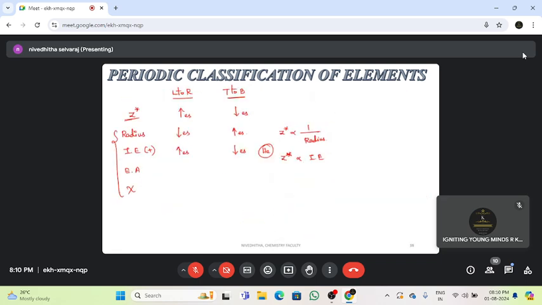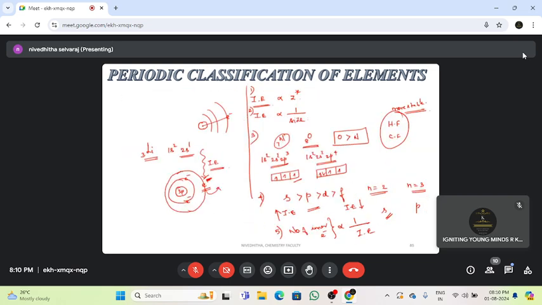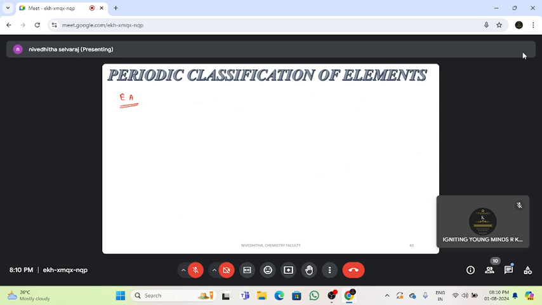So now let us come to the trend here. Effective nuclear charge is directly proportional to electron affinity. So as we move from left to right in the periodic table, electron affinity increases because effective nuclear charge is increasing. As we move down the group, effective nuclear charge decreases, so electron affinity also decreases. Fine. In many places, the term electron affinity will be replaced with a term called electron gain enthalpy.